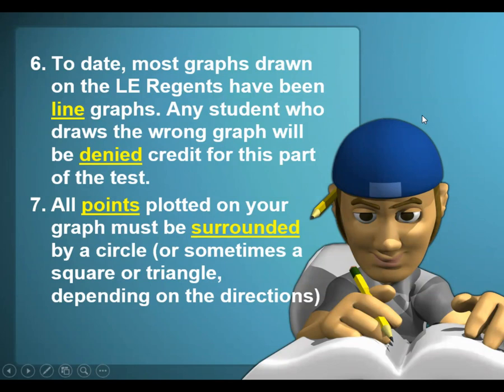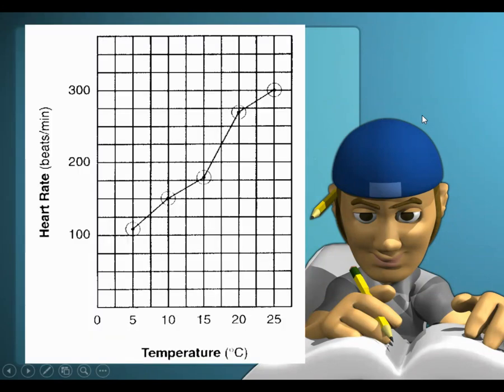And the reason they ask you to put a circle around your data points is that sometimes you end up having a stray mark on your graph. And if it looks like another data point, you may end up losing points. So if you put a circle around your data points, then we know that was intentional, and then we know exactly what you meant to show as your answer.